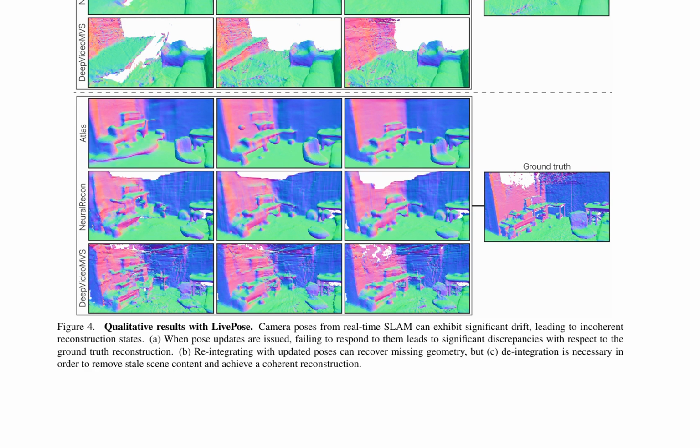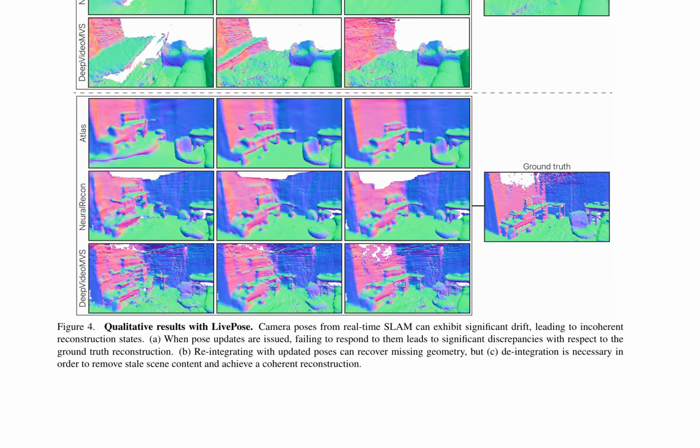By reintegrating updated poses and subsequently deintegrating stale content, a more robust approach to handling pose drift in real-time SLAM-based reconstruction is demonstrated. This approach enables the system to adapt to changes in the environment and maintain a coherent reconstruction, even in the presence of significant pose drift. The key insight is that pose updates must be carefully managed to prevent the accumulation of errors and ensure a consistent reconstruction state.